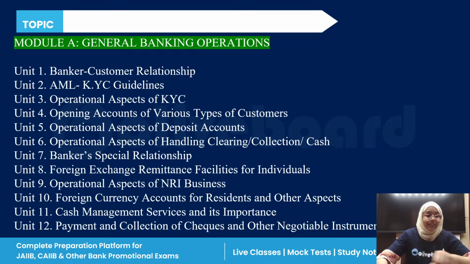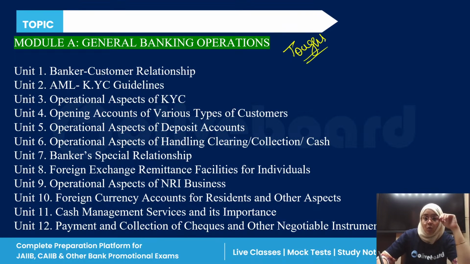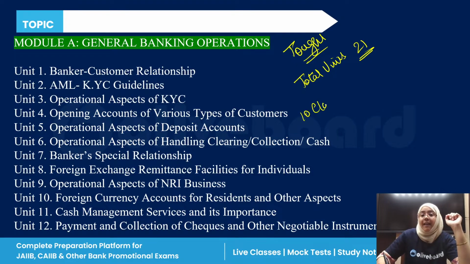Now, next thing, let's talk about the syllabus. The first module is General Banking Operations. It has a total of 21 units, and it is actually a tough module for all of you. I am taking approximately 10 classes in Module A to finish the complete module.